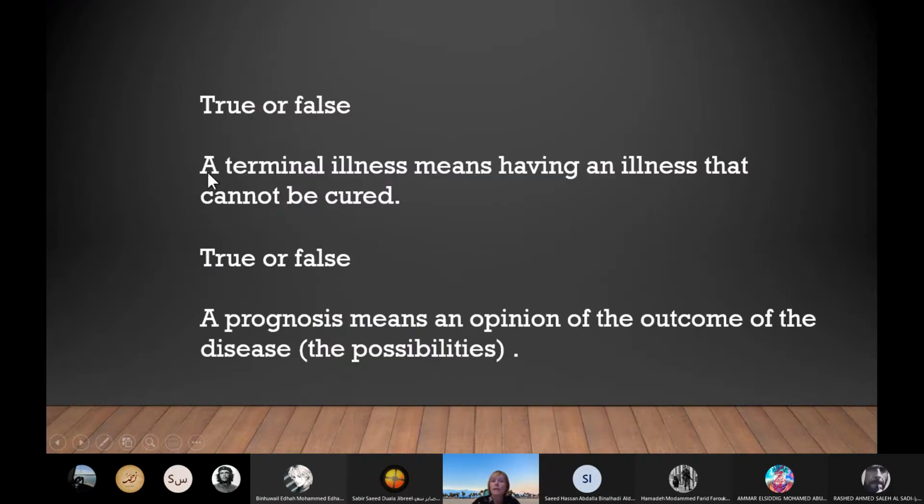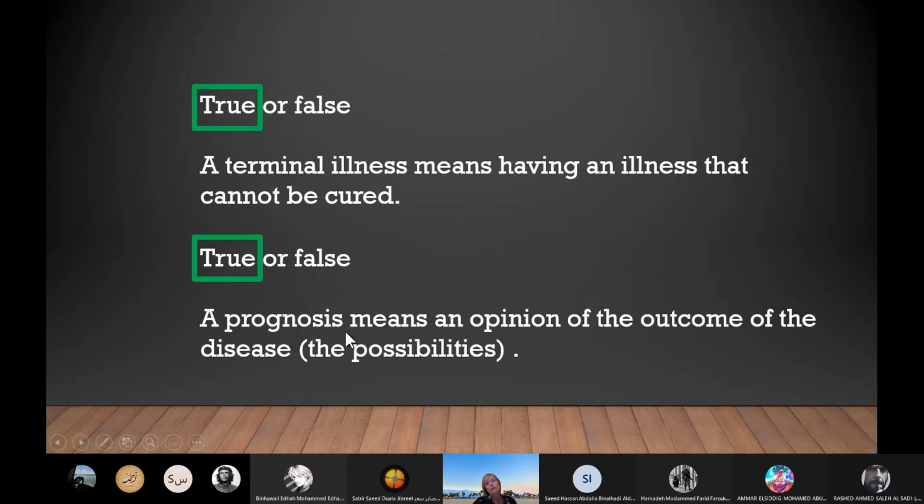So if we say a disease is a terminal illness, having this illness that cannot be cured, is that true or false? A terminal illness means having an illness that cannot be cured. That's true. That's right.